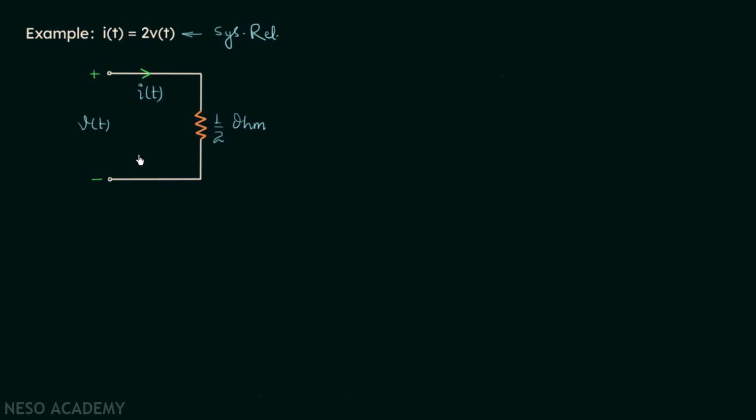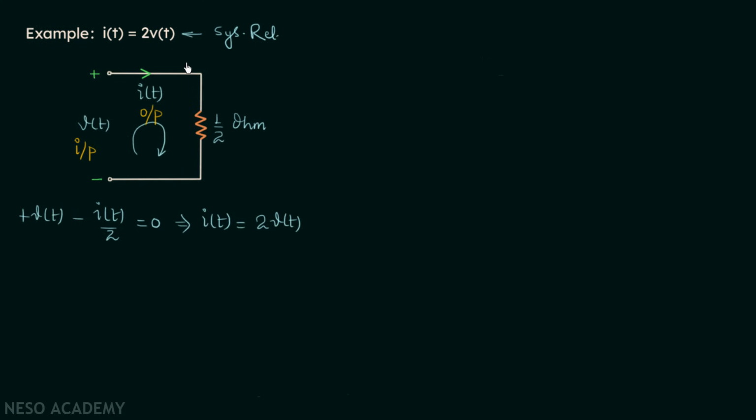When you apply KVL in this loop, you will have plus VT minus IT multiplied by 1/2 equal to 0. When you simplify this, you will have current IT equal to 2 times voltage VT. In this circuit, VT is the input and IT is the output. So here we have output equals 2 times the input.